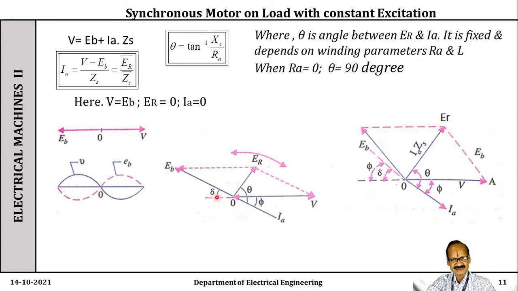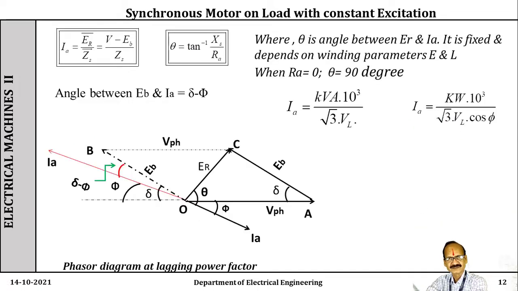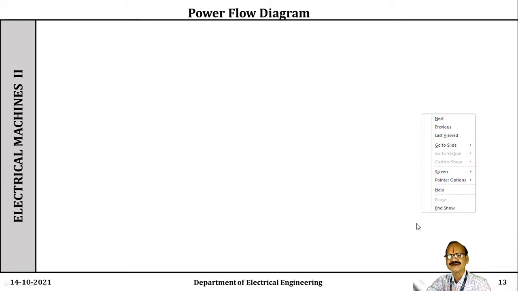This angle is delta. If the load on the motor increases, this angle delta also increases, and the resultant ER also increases, because ER equals IA into Zs. So here the load on the motor is increased, so ER increases, delta also increases. And the detailed diagram has been shown on the next page. Now pay attention here.